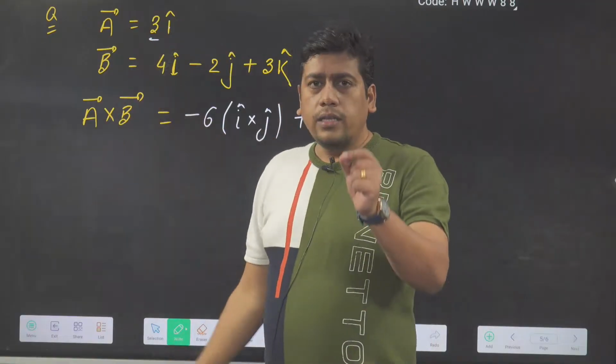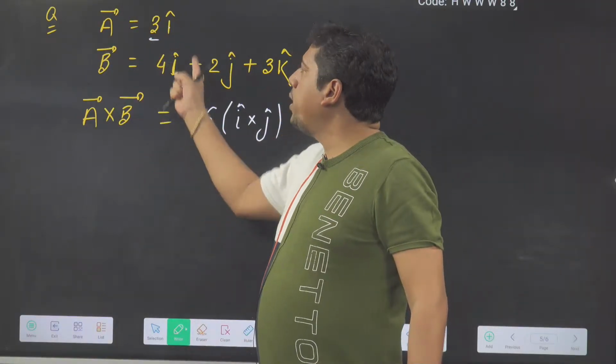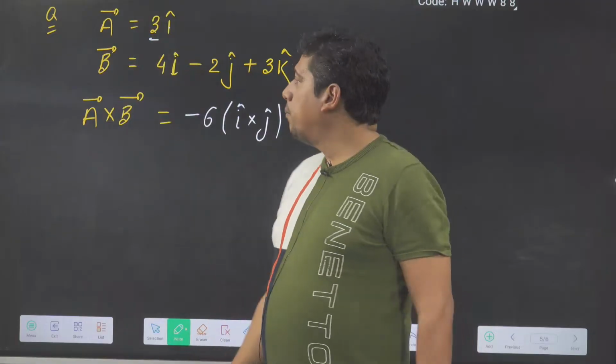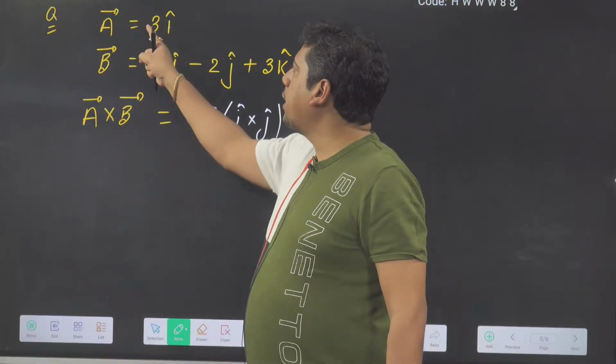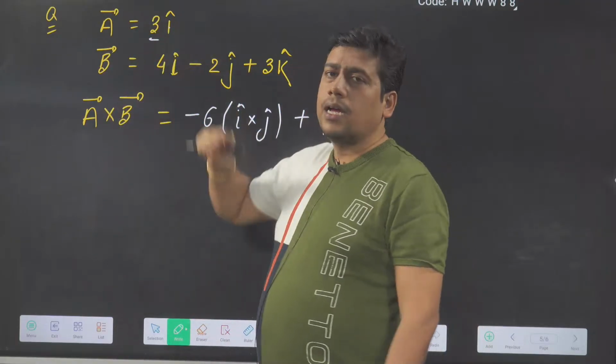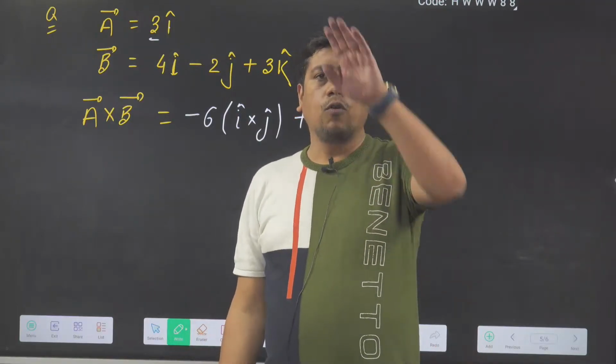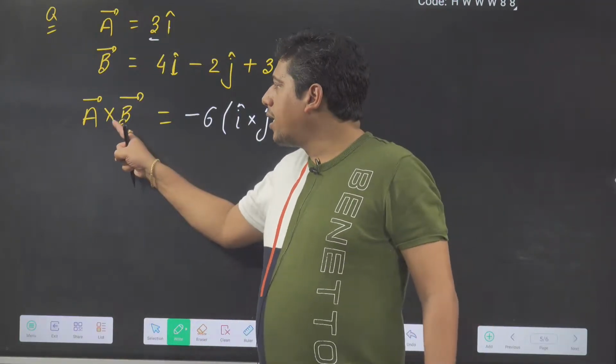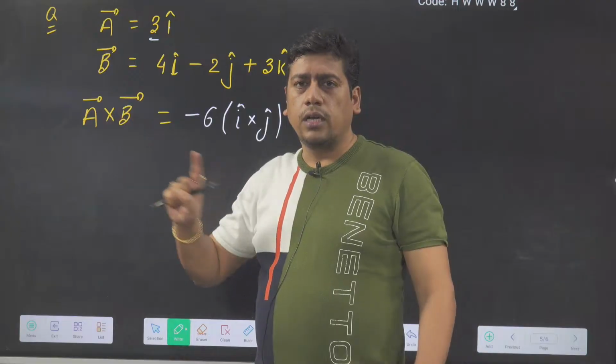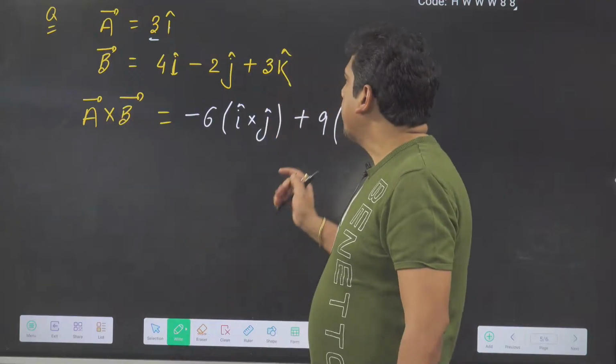This mistake you can do. You can do B cross A sometimes. Means if they ask B cross A, you might be doing A cross B only. Sir, ये पहले लिखा, this was written first, so I will go first to second. No. You have to check here. They're asking A cross B or B cross A. Never do such a mistake.